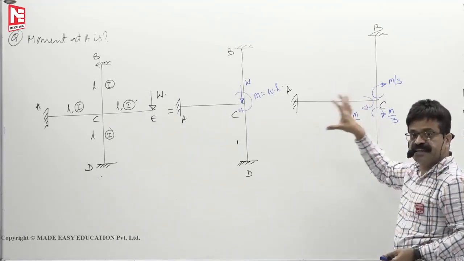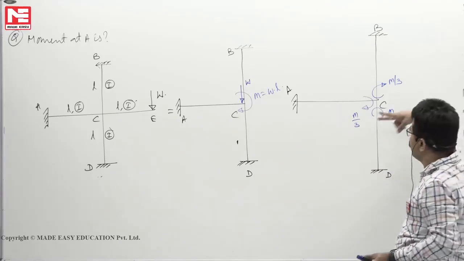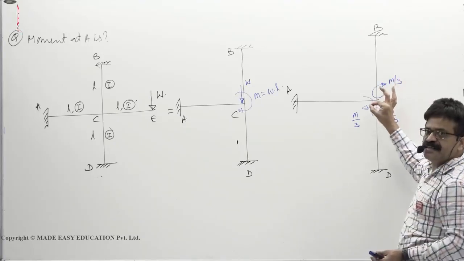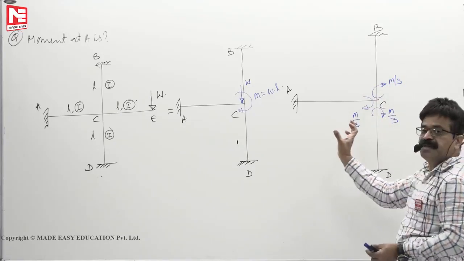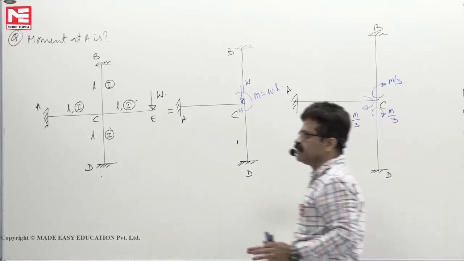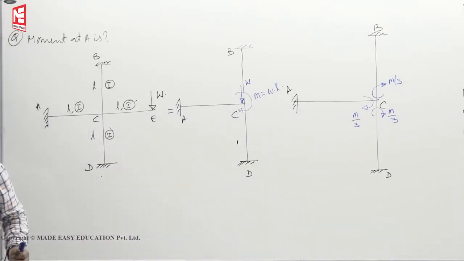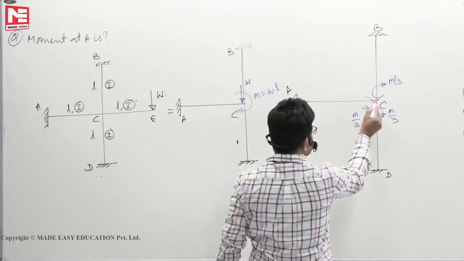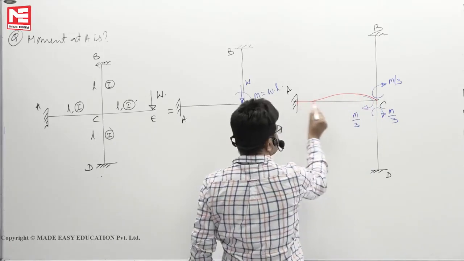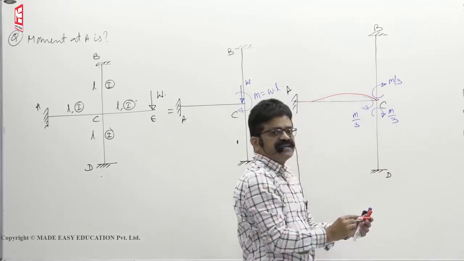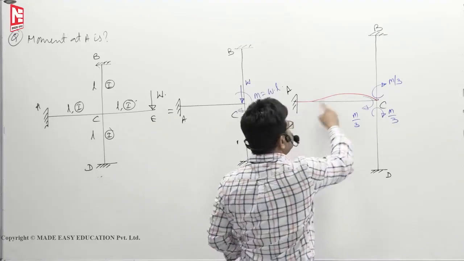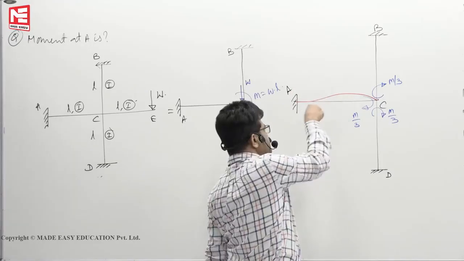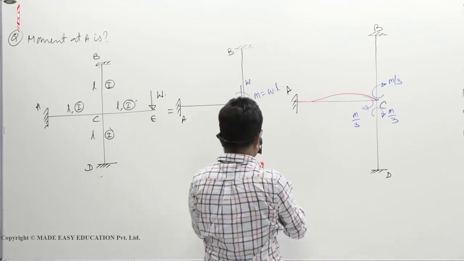Once the AC member share is known, I can cut this piece and throw it out. Don't deflect C. Keep C as it is. M by 3 is the only moment it is taking. Once how much moment it takes is known, the deflection profile is like this for AC alone. This also will deflect, but we are not interested in that. Wherever you have this deflection profile, if C doesn't deflect and the far end is fixed, carry over moment is half.